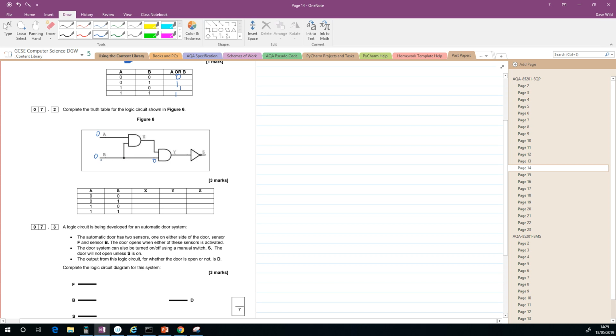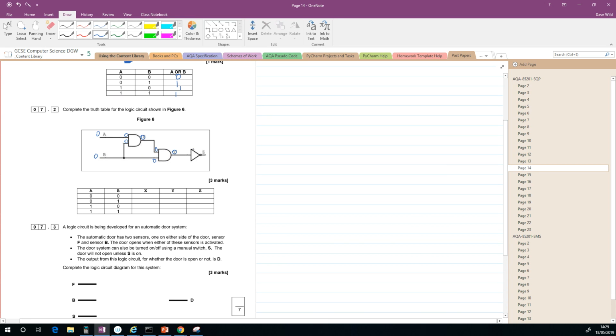Imagine it's just electricity going along here. There's no electricity flowing along here because it's a 0. No electricity here. There's no electricity there or here. AND requires both inputs to be 1 in order for the output to be 1. So that's 0. So this is going to be traveling to 0 here. Again, this AND needs both to be 1.